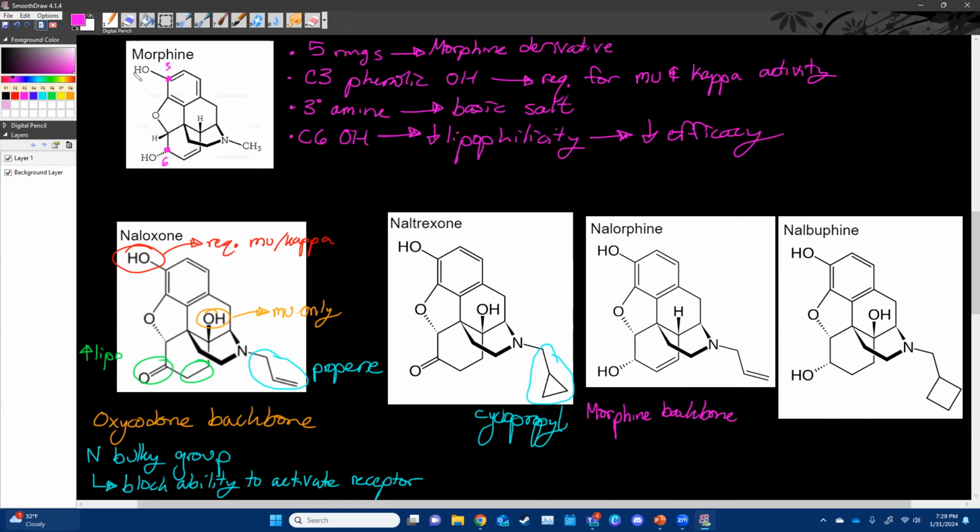How do we know? Morphine has OH and OH, and here we have an OH and an OH, and our C14 is a hydrogen. So is this a pure mu agonist? No, not at all. So nalorphine and nalbuphine are mixed agonist antagonists.